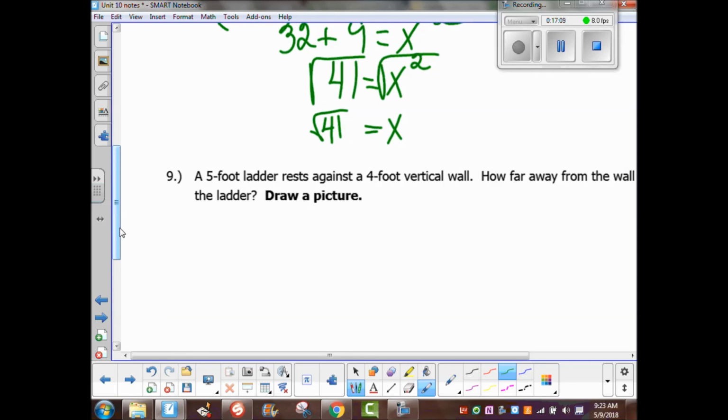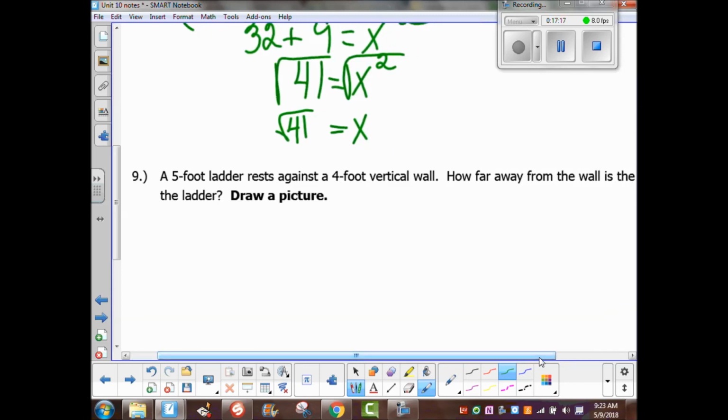Okay. Last one. We've got to draw a picture. A 5-foot ladder rests against a 4-foot vertical wall. Okay, think about what that looks like. You've got a wall, and you have a ladder leaning up against it. Visualize that. Somebody's got to be able to climb up that ladder. And you can assume that the vertical wall is nice and perpendicular, or forms a right angle with the ground.